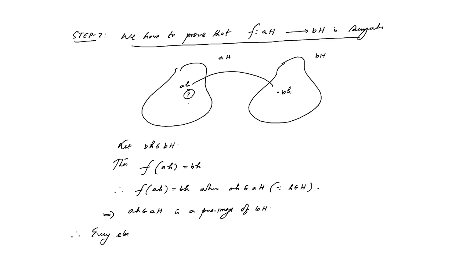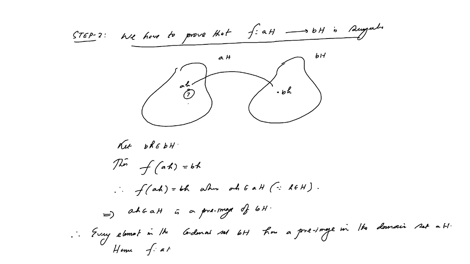Therefore, every element in the codomain set BH has a pre-image in the domain set H, and hence the map from H to BH is surjective.